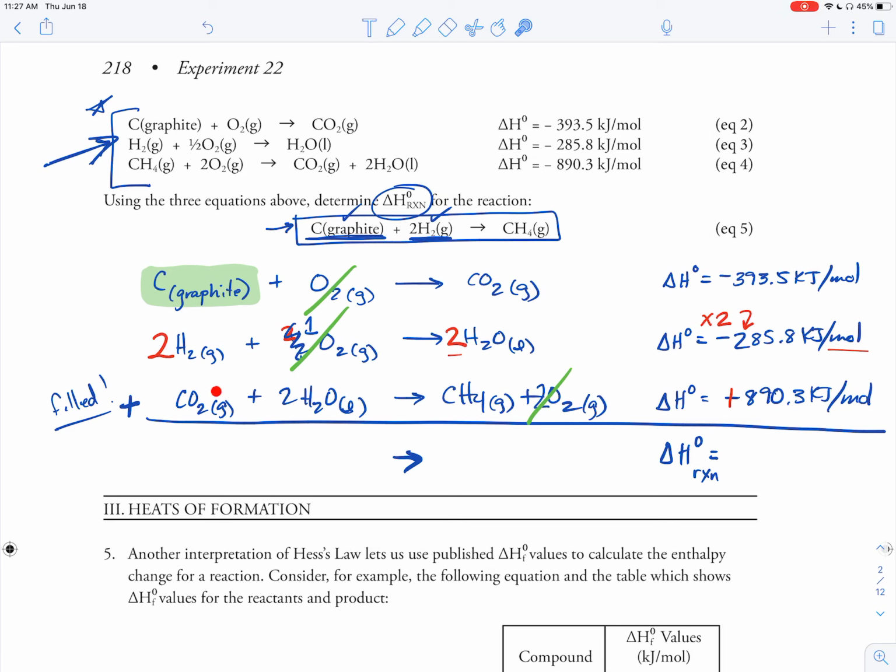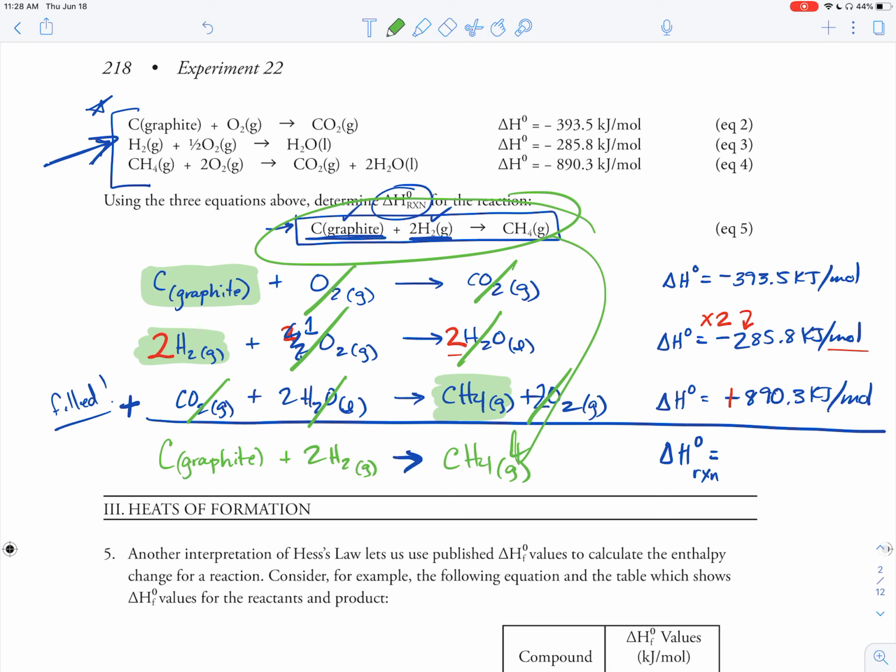It turns out that there are a CO2 and a CO2. They will cancel. There are two waters. They will cancel. And then everything that's left over, you have two hydrogens and a methane, they don't cancel out. So you write what's left over as your built reaction. And guess what? That's what you were trying to make to begin with. It looks exactly the same. So if it looks exactly the same, then you know that you've done this correctly.